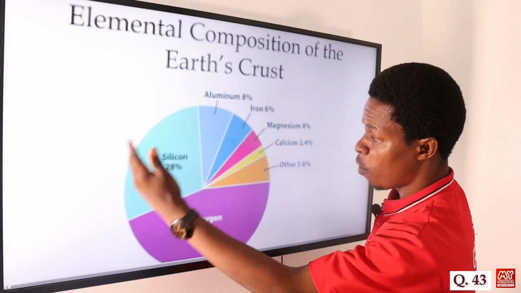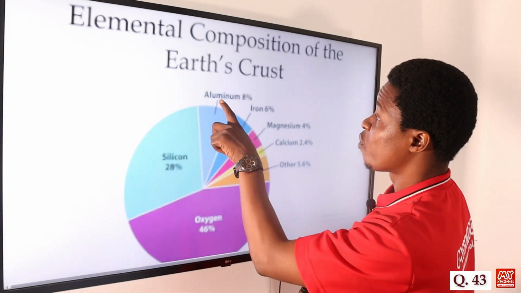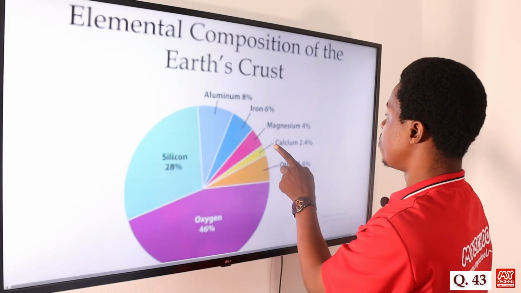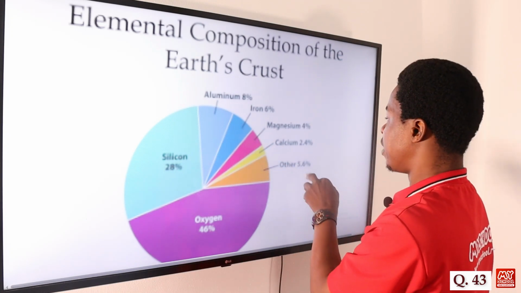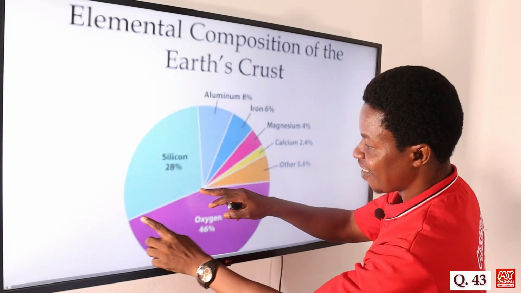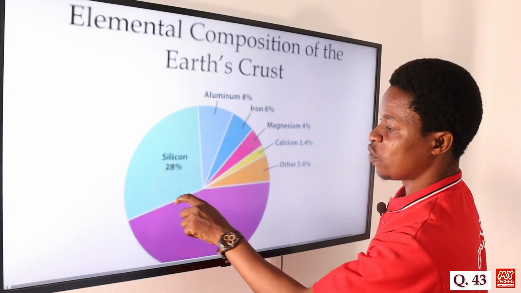Of course, that's made up of your sand. We have aluminium here 8%. We have iron here 6%. Magnesium 4%. Calcium is 2.4%. Other elements we have 5.6%, and then we have almighty oxygen. You can see that here. Look at it, about 46%, almost 50% of the Earth crust.